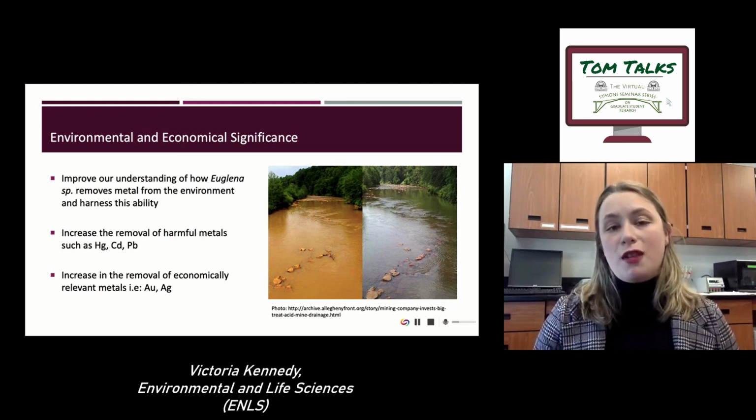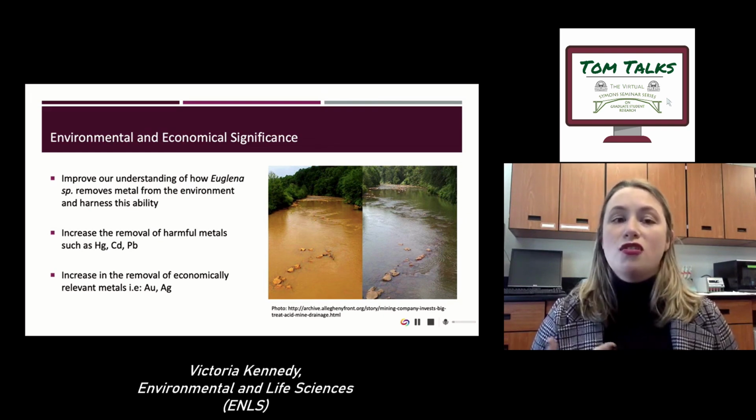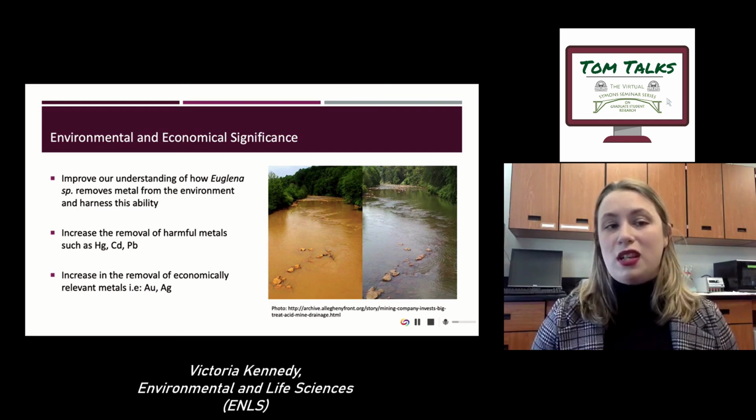So not only is it environmentally friendly, but economically it also is a viable option, which is not common that you see in environmental cleanup. So it has that added benefit.